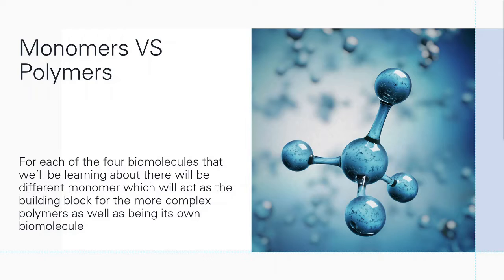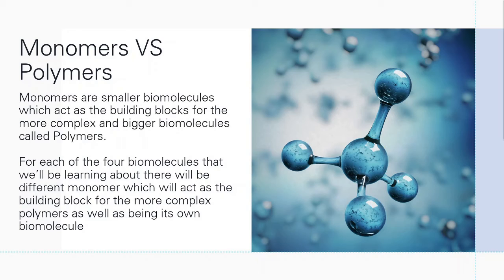For each of the 4 biomolecules that we'll be learning about, there will be a different monomer which will act as the building block for the more complex polymers, as well as being its own biomolecule. Monomers are smaller biomolecules which act as the building block for the more complex and bigger biomolecules called polymers.